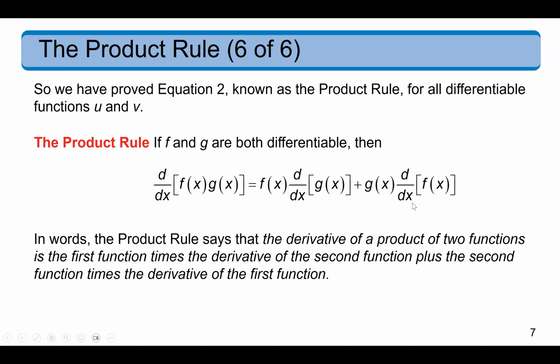So that would be the product rule. If I have the derivative of f at x times g at x, it will give me f at x times the derivative of g at x plus g at x times the derivative of f at x. It doesn't matter, it can be the opposite. We can find the derivative of f at x first times g at x plus, again, the derivative of g at x times f at x. So it doesn't matter which one we do first.